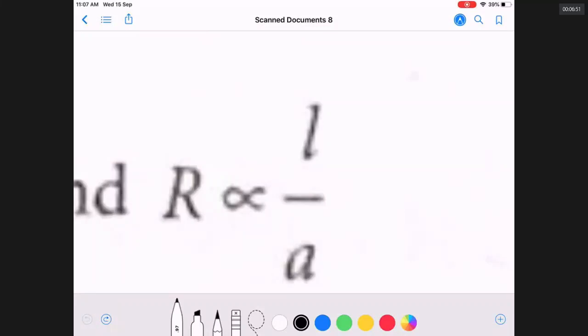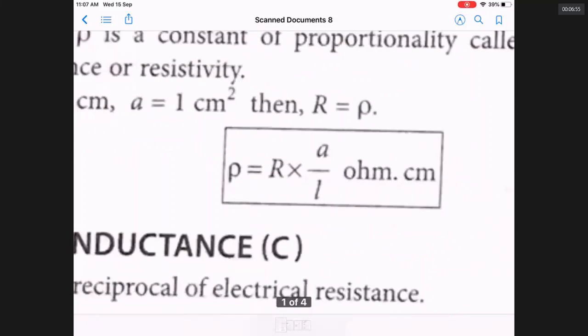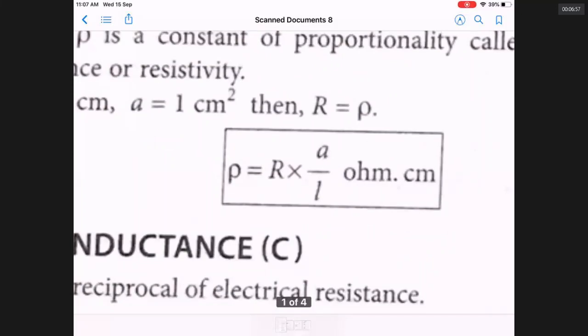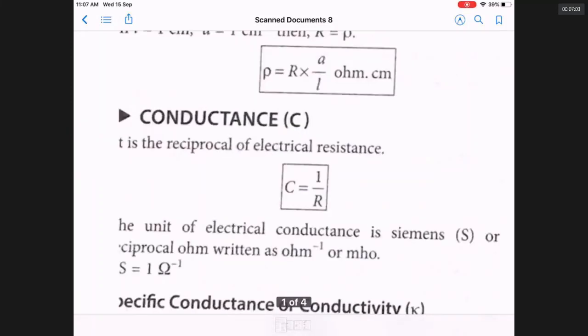Ladies and gentlemen, we are examining the idea of conductance. Therefore, we agreed upon that rho is equal to R into A by L. That is all obtained by rearrangement. And now the reciprocal of resistance is called conductance. In chemistry, we are interested in conductance. Physics people are interested in resistance.